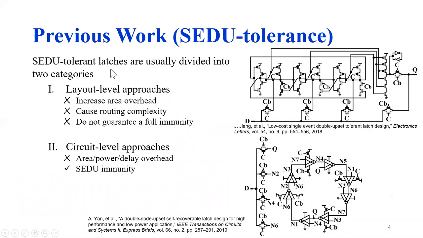SEDU tolerant latches are usually divided into two categories, the layout level approach and the circuit level approach. The layout level approach usually increases the area overhead, causes routing complexities, and does not guarantee full immunity. The circuit level approach, on the other side, usually results in area, power and delay overhead, but it can guarantee SEDU immunity. Here we can see two examples of previous SEDU tolerant latch circuits.